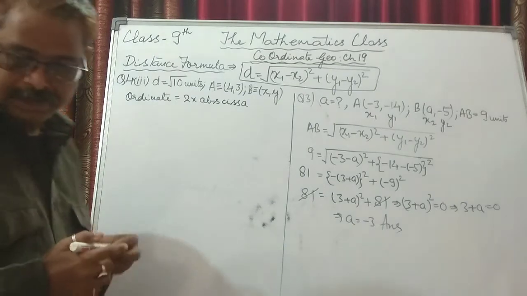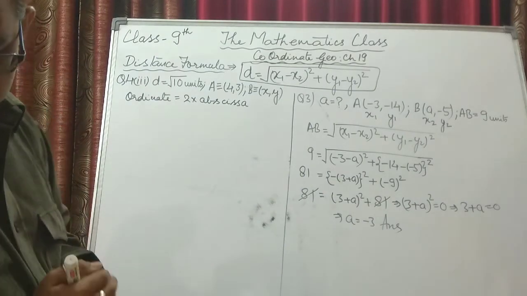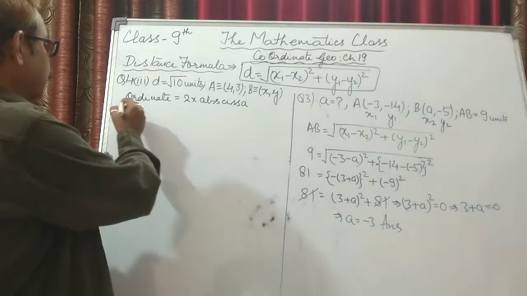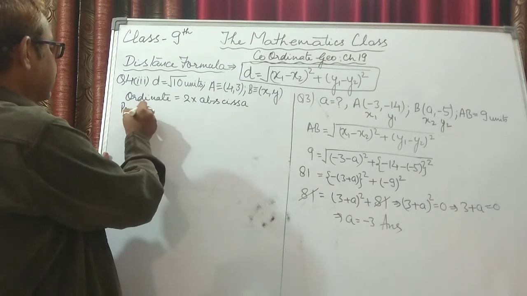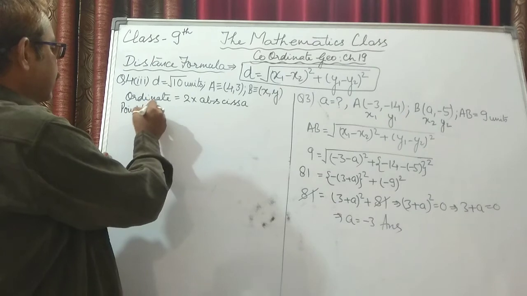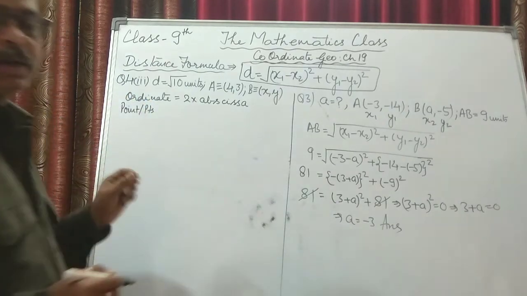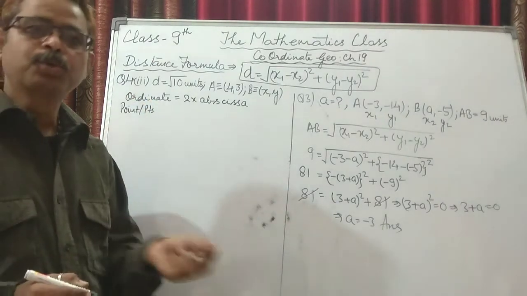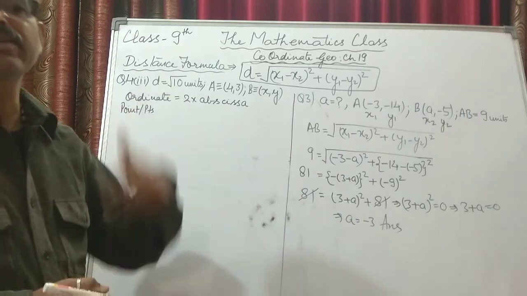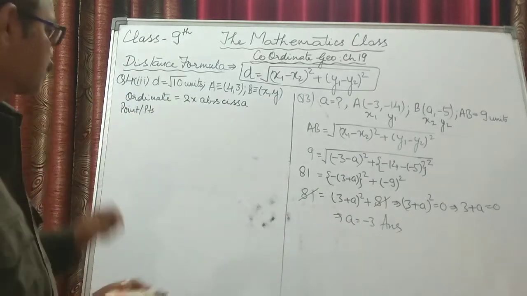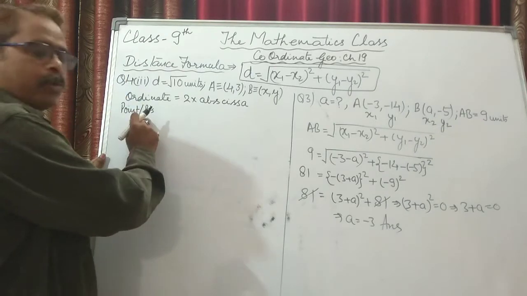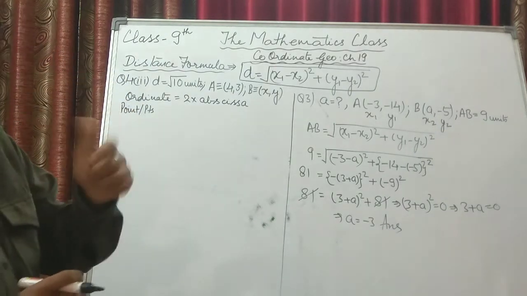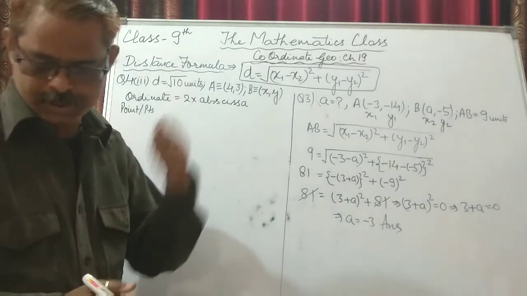Now what do they say? I read out the question. Find the point or points. What do you have to find? You have to find the point, and then they say points. It means it is possible that there will be two answers or more than one answer for this question, because it is already mentioned, find the point or the points. It may be possible that more than one point exists.